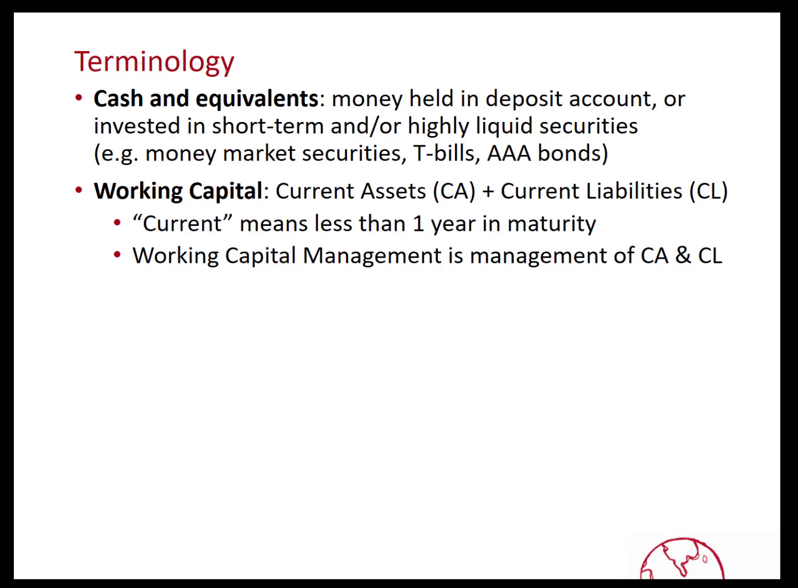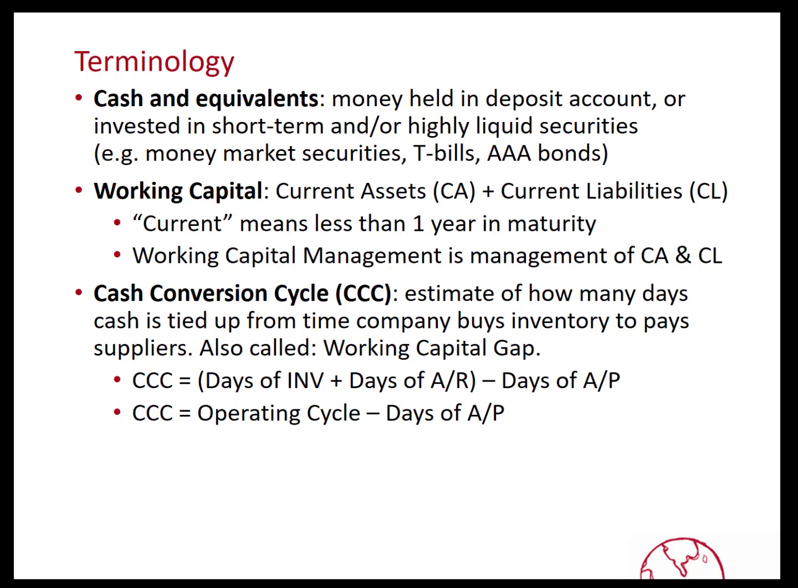Working capital management is really about how a company goes about managing the cash that's tied up or that is created through those current assets and current liabilities. So the cash conversion cycle is an estimate of how many days cash is tied up from the time the company buys the inventory and sells it and collects from customers to the time when it pays its suppliers. It's going to be the days of inventory plus the days of accounts receivable minus days of accounts payable.